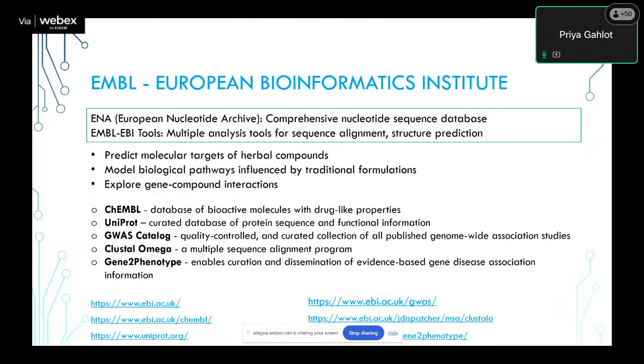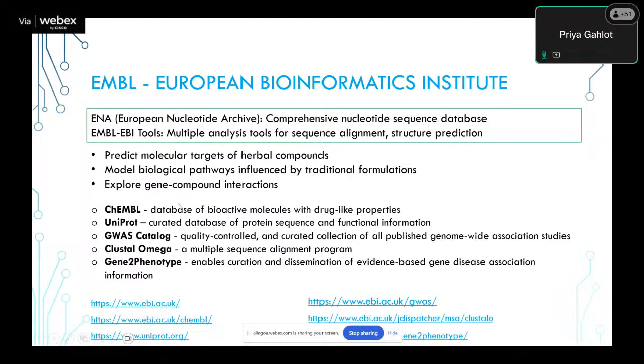And then there is another database, which is commonly known as EMBL. EMBL is basically the European Bioinformatics Institute, so we call it the EMBL database. It is a comprehensive nucleotide sequence database, and it is not limited to nucleotide sequences only. You can have multiple analysis tools for sequence alignment, structure prediction, and a lot of other tools in EMBL. It is not just about the nucleotide sequence.